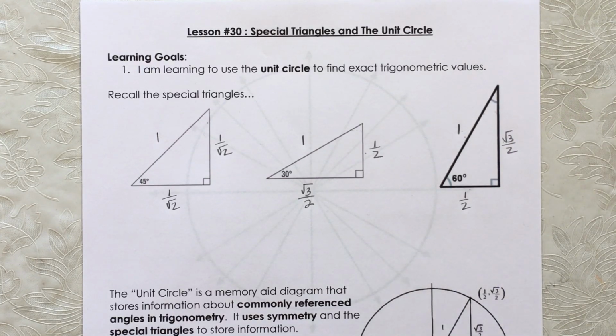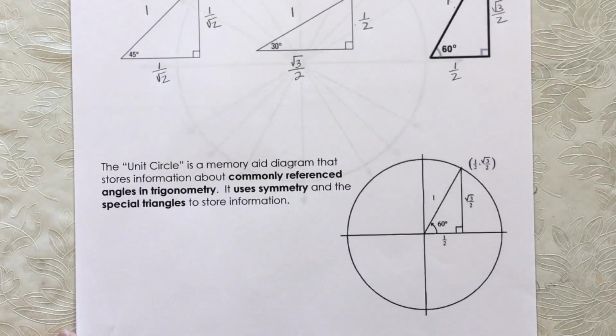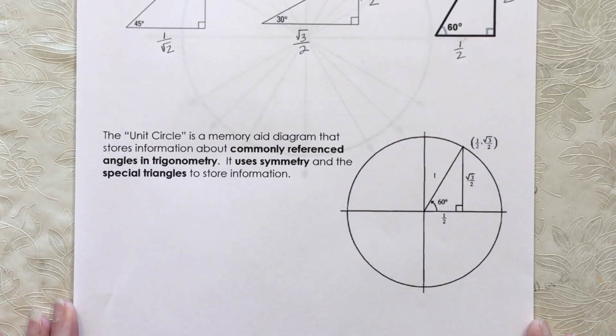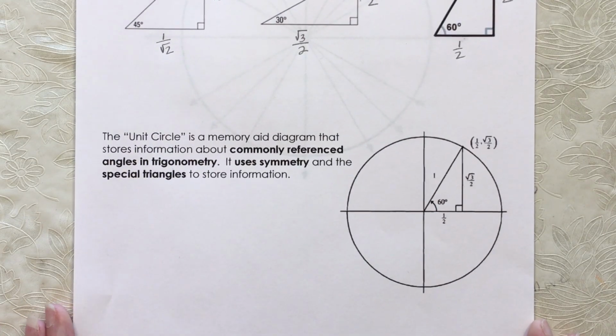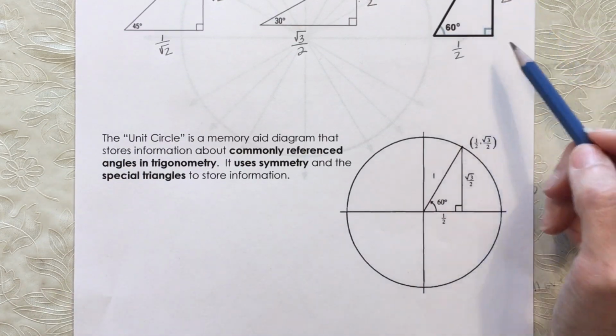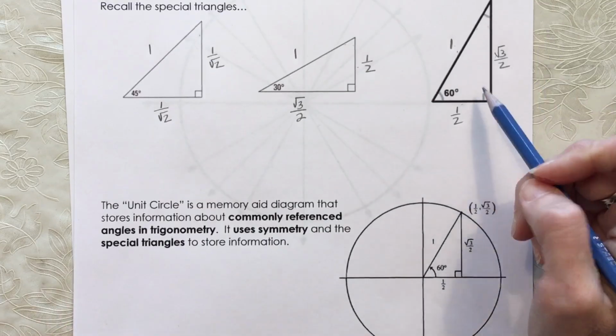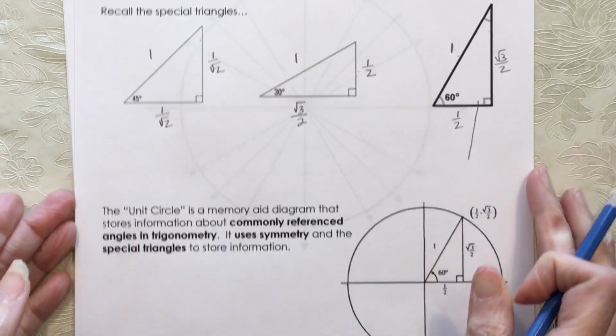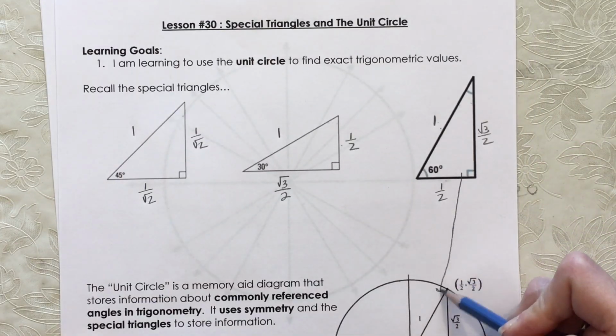Okay, so the unit circle is a memory aid diagram that stores information about commonly referenced angles in trig. It uses symmetry and the special triangles to store information. Here is an example of taking the 60-degree triangle from up here and fitting it into the unit circle, what that would look like.